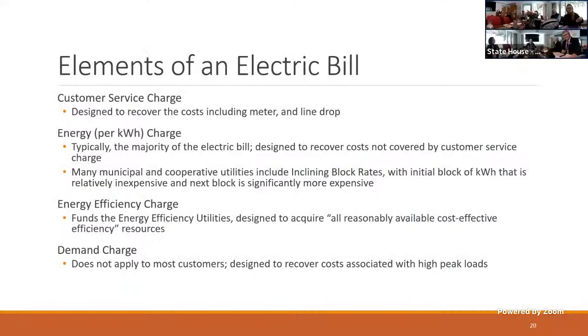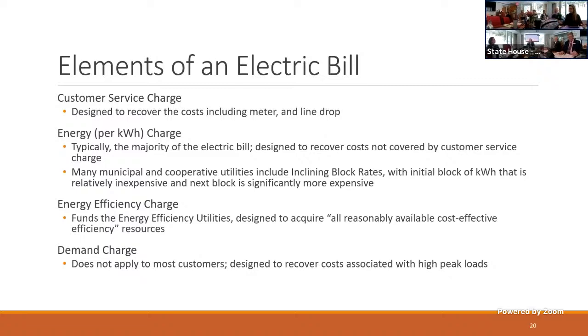I think just diving in right where we left off, if we can go to slide 20, just really quickly talking about the elements of the electric bill and what's on the electric bill. So we saw the components of what drive the costs on the electric bill, and how that shows up on your electric bill is really on this slide. So there's four main components, although there are others. The first is a customer service charge, which is really designed to recover costs like the meter and the line drop, the connection to your house.